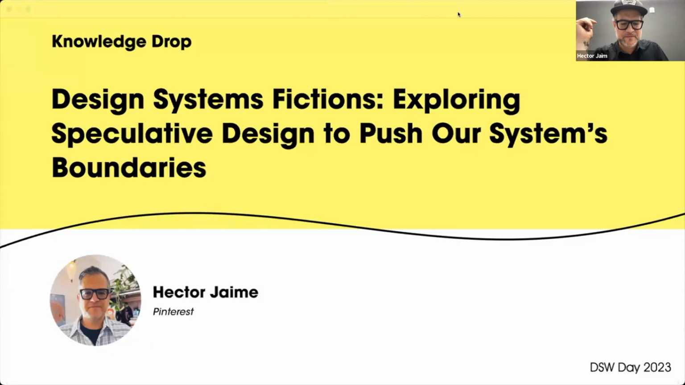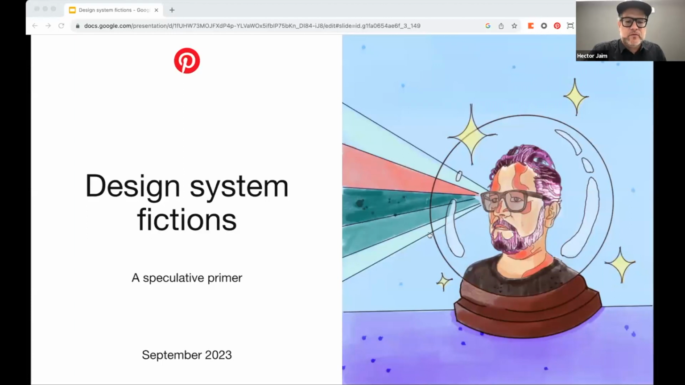I'm here. Hi, everybody. So I'm going to share my screen. And as Maria mentioned, my name's Hector Jaime. I'm a staff product designer, but that's cool that people might think I'm a principal. Maybe it's in the cards. And I'm here to talk about speculative design as applied to design systems. I think everyone can see this. Sorry, I can't go full screen because then I can't see my speaker notes in Google Slides.